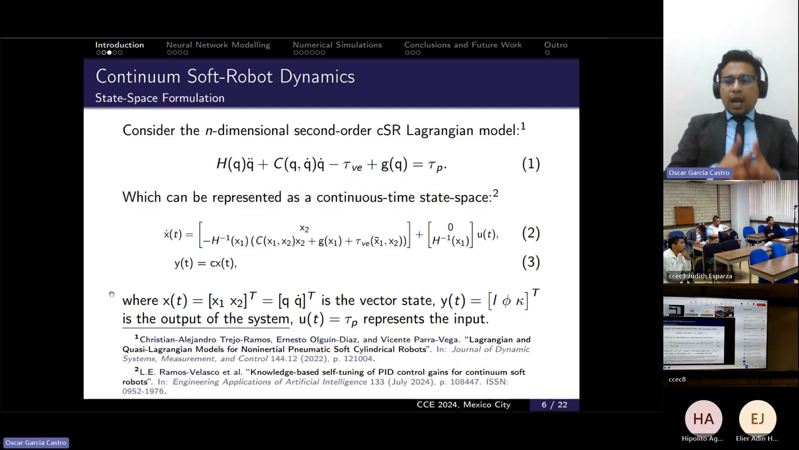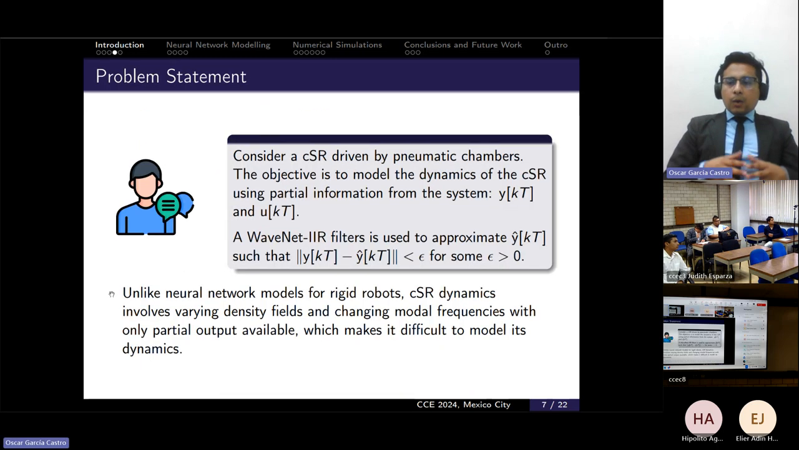The continuum soft robot behavior is modeled using a Lagrangian formulation, which we convert into a state variable representation established in prior works, creating a foundation for our approach. We aim to approximate the dynamics of the continuum robot, which is hyperelastic and driven by pneumatic chambers. The wavenet IIR is employed to approximate the system output using measurements of input and output signals.